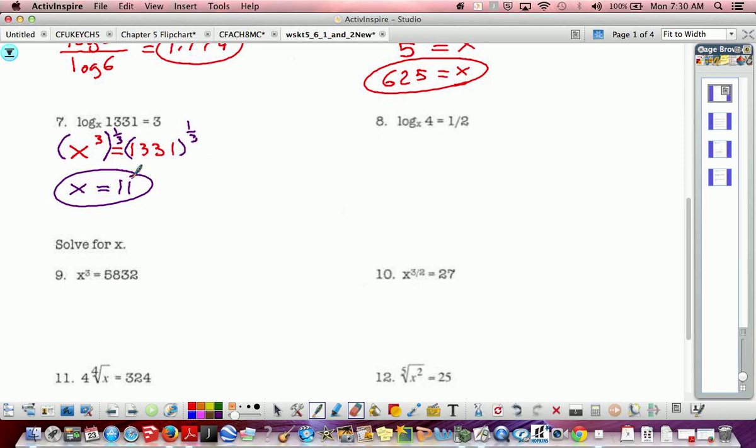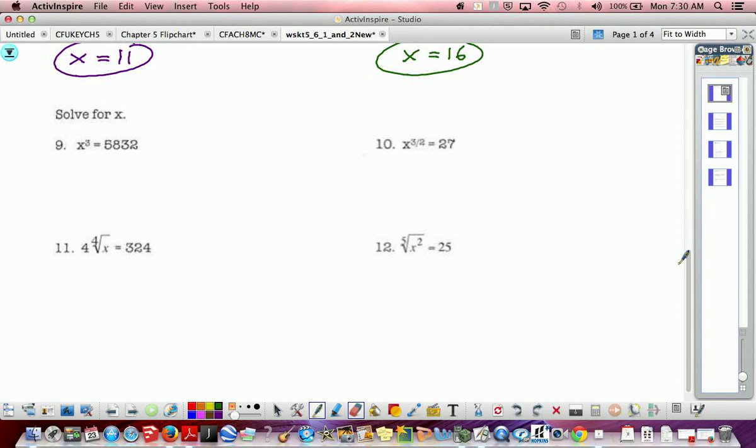Same thing works for 8. X to the 1/2 power equals 4. So to get rid of the 1/2 power, I square it. 4 squared is 16.